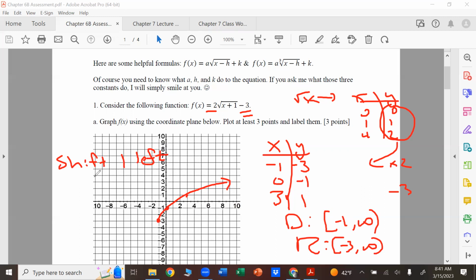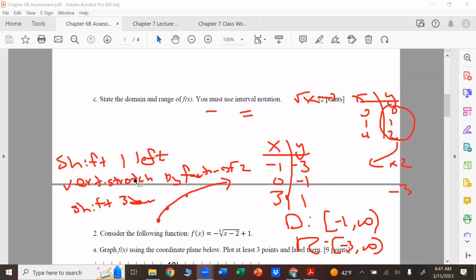But you do want to shift 1 left. You do want to vertically stretch. If you didn't say vertical stretch, I did take off a half point. You have to say vertically stretch because stretching could mean a lot of different things. It could also mean horizontal stretch. So you have to be very explicit. Vertically stretch by a factor of 2. And then lastly, shift 3 down. That's how you have to say it. So that's number 1.